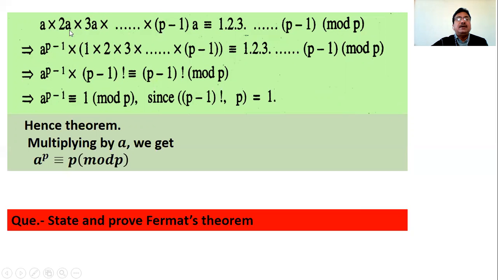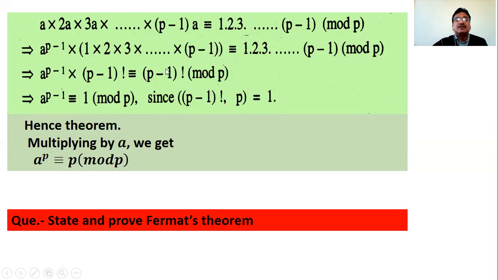Like that, A into A into A, P minus 1 times. Therefore, we have A raised to P minus 1 into, in bracket, 1 into 2 into 3 into P minus 1. And this is 1 into 2 into 3 into P minus 1 modulo P. That is, this is P minus 1 factorial. And the greatest common divisor of P minus 1 factorial and P is 1.